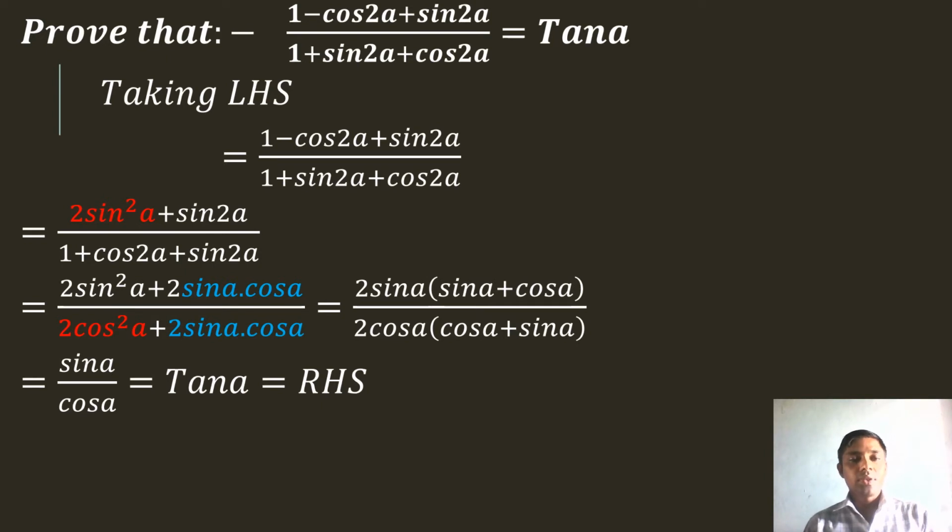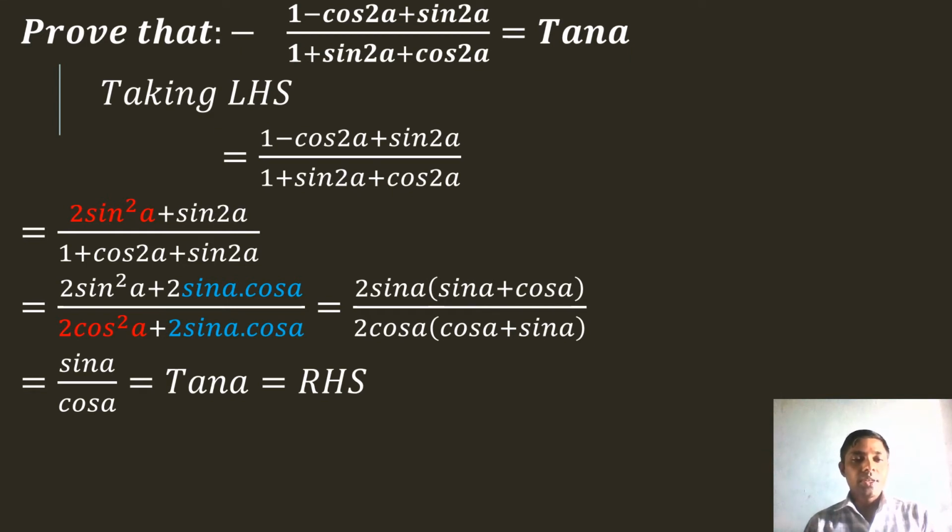As in the previous algorithm we have seen, as far as possible we have to think to remove 1, and it is convenient to take LHS. So we are taking LHS, and according to our algorithm first we have taken LHS, then we are removing 1. So we are using the direct formula of 1 minus cos 2A as 2 sin square A.